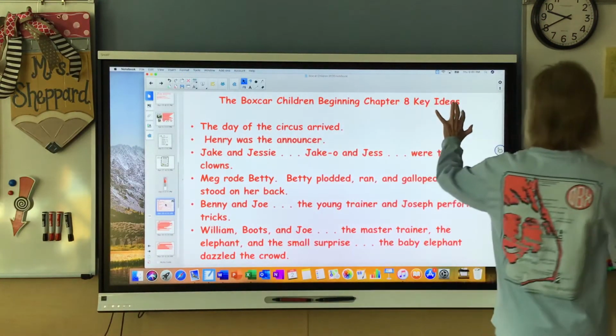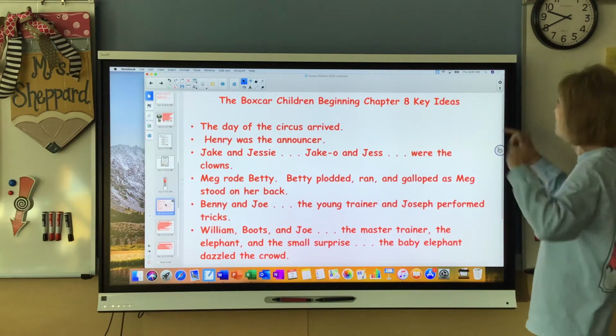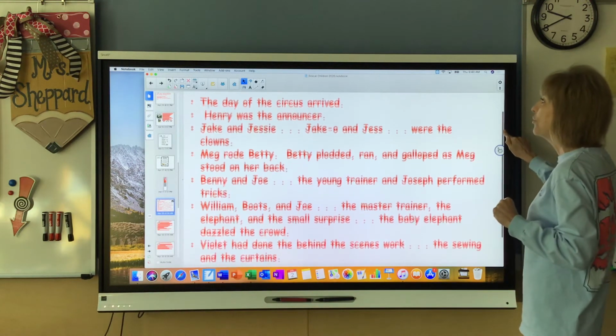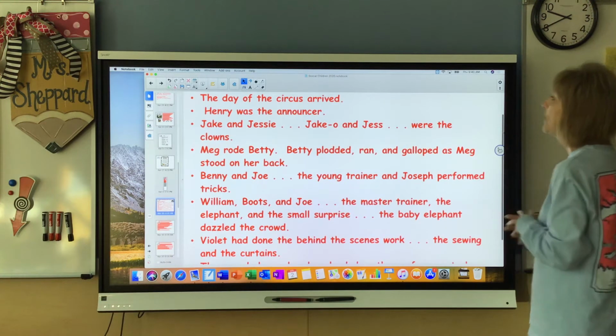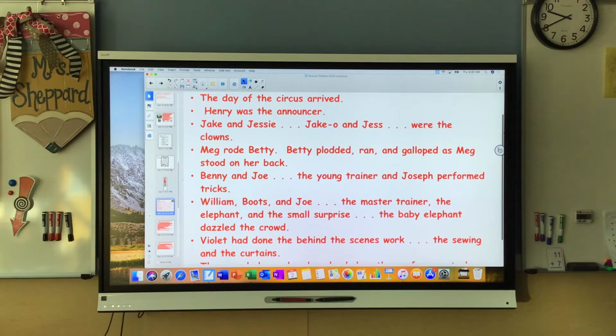And our key ideas are our most important things that took place or happened in chapter 8. I should hear you reading with me. That's your big job as you're listening from home. You are participating at home just like you would be participating if you were sitting on the carpet today. Bullet 1, this is our key idea chunk from chapter 8. The day of the circus arrived.